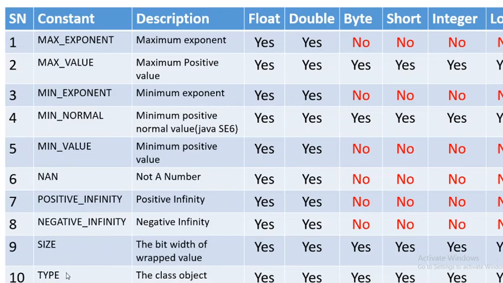And last is TYPE, the class object: what is the name of the class for which you are creating the object. It will give you the name of the class if you use the constant TYPE, and this constant is available in all the wrapper classes: Float, Double, Byte, Short, Integer and Long.